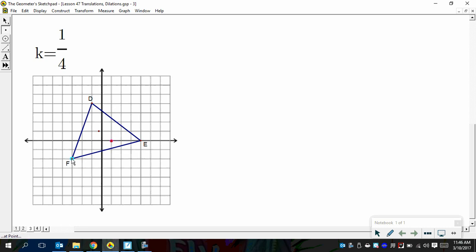So if I have negative 4, negative 3, negative 2, I can just divide those by 4. So negative 3 gives me negative 3/4, somewhere around there. And negative 2 divided by 4 is negative 1/2. So my point is somewhere there. It's a little bit difficult. And so I should end up with a triangle that's 1/4 the size of the original triangle.